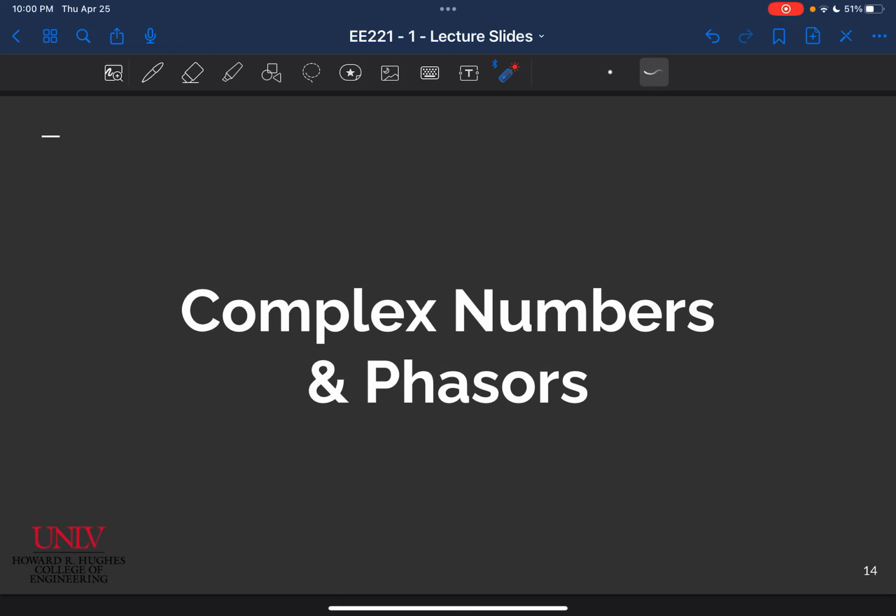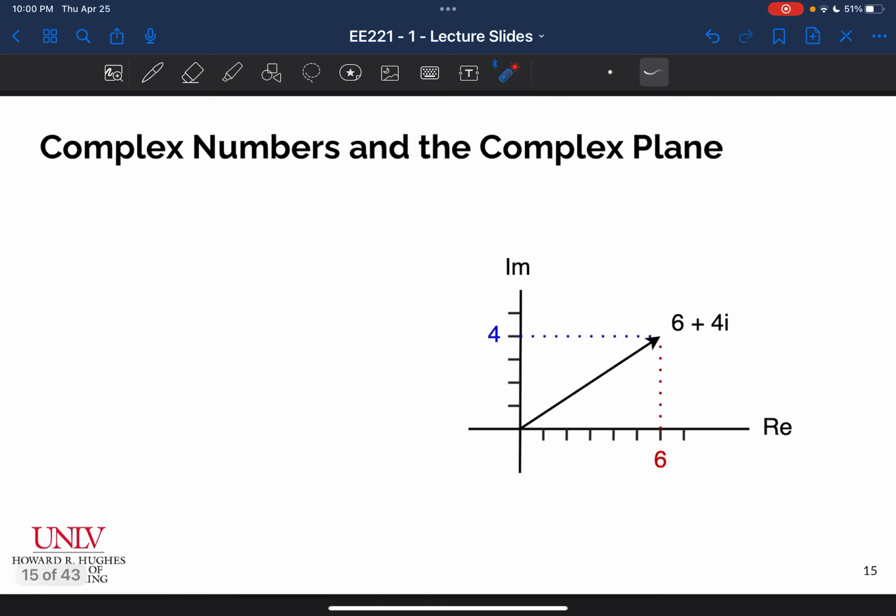All right, so we're on to the next segment of this module, and this is where we're going to start reviewing complex numbers and start talking about phasors, heavily related to what I talked about in the last slide. We're going to get there pretty shortly, so let's get right into it. So first things first, we need to talk about the complex plane and complex numbers.